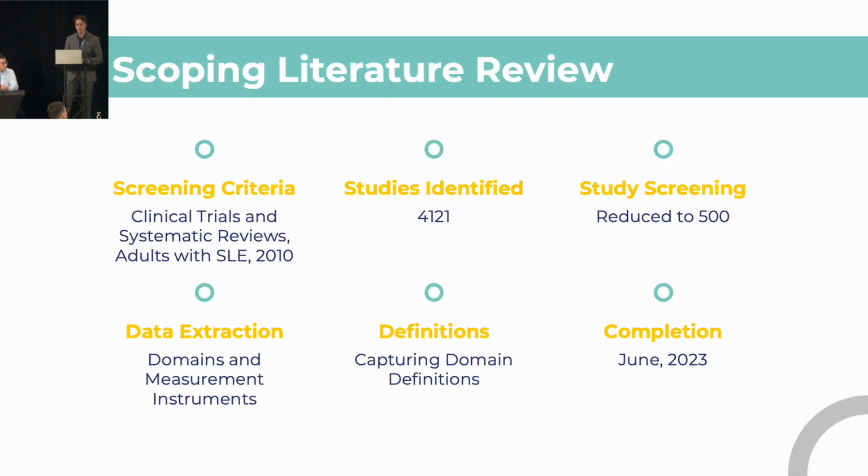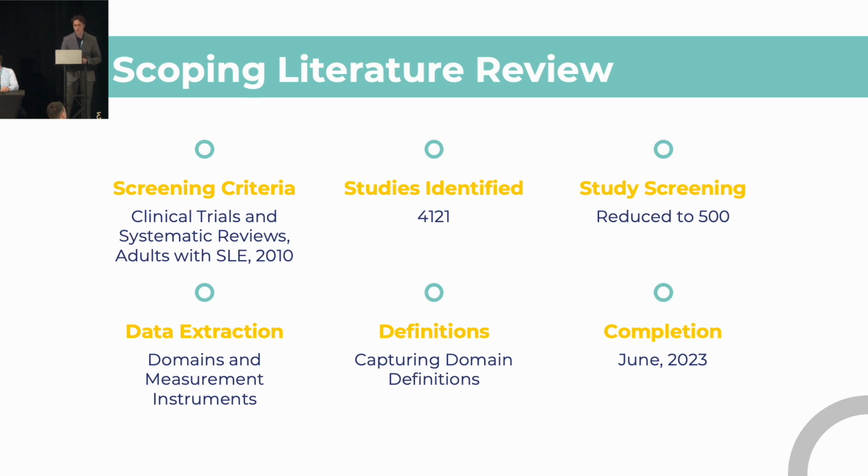Starting with our scoping review, we looked at all lupus clinical trials and systematic reviews since 2010. We found over 4,000 articles. Screening reduced this to 500, and we've been extracting all the domains and measurement instruments and trying to capture the definitions as well. We hope to complete all of this by June this year.